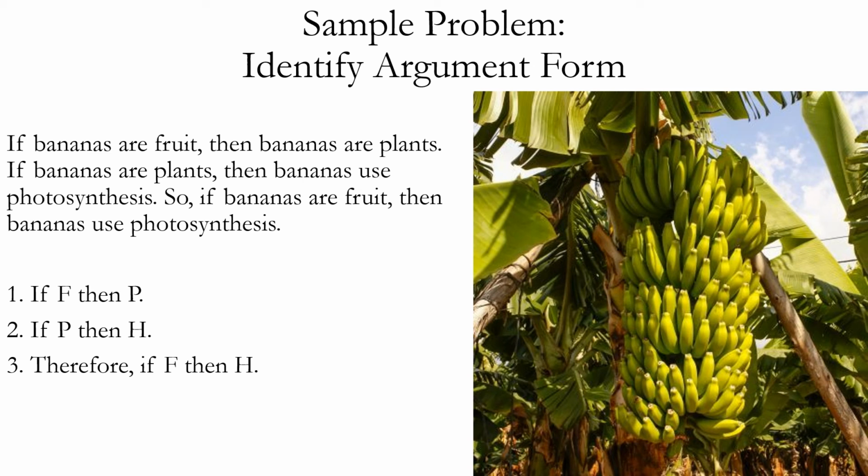So remember that we can use any capital letter we want to stand for a simple proposition. So the simple proposition bananas are fruit, we could symbolize that by any letter between A and Z. It's helpful though to choose a letter that helps remind you of the simple proposition. Another thing to keep in mind is that when you choose a given letter to stand for one simple proposition, you cannot reuse that letter to stand for a different simple proposition in the same argument. So we already used P for bananas are plants. We cannot reuse P for bananas use photosynthesis. In this case, I chose H because it reminds me of the H, which is the second letter in photosynthesis. So what argument form is this, and is it valid? This is hypothetical syllogism, and it is a valid argument form.